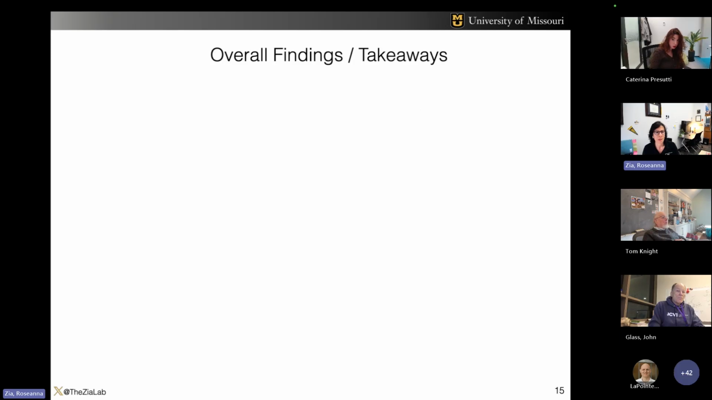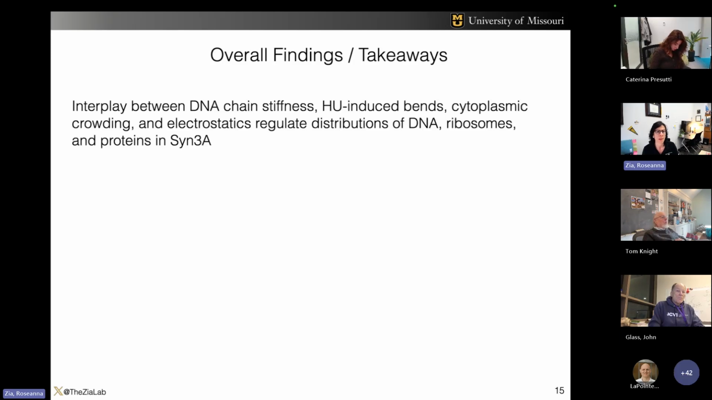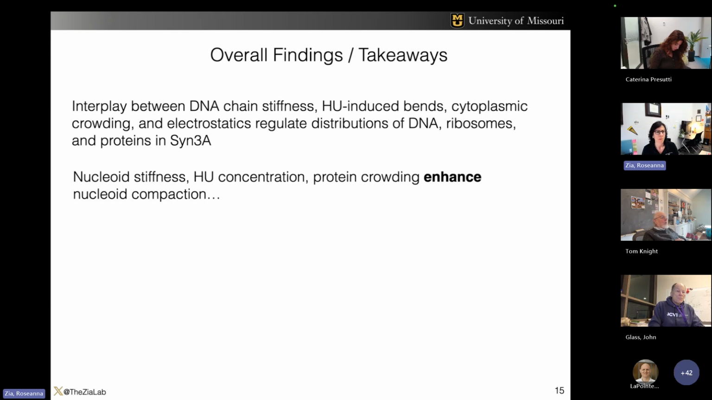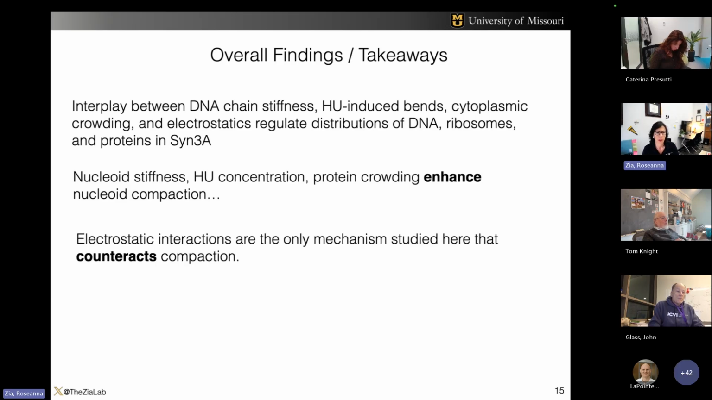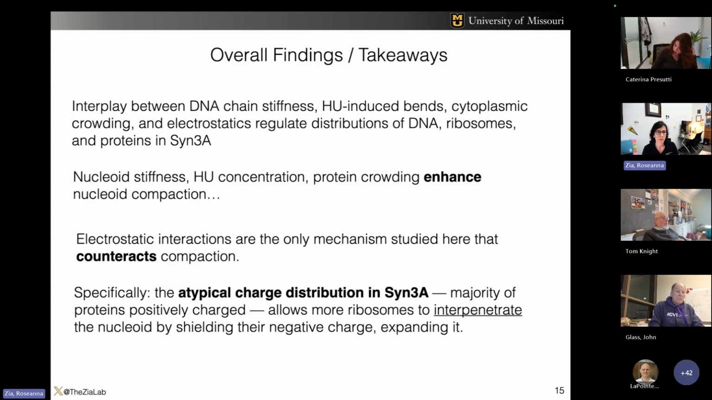Okay, so overall findings and takeaways. There's an interplay between DNA chain stiffness, HU-induced bends, cytoplasmic crowding, and electrostatics that regulates the distribution of DNA, ribosomes, and proteins in our Syn3A model. The nucleoid stiffness, HU concentration, and protein crowding all enhance nucleoid compaction, but electrostatic interactions are the only mechanism that we studied here that counteracts compaction. And specifically, the atypical charge distribution in Syn3A, where the majority of proteins is positively charged, allows more ribosomes to interpenetrate the nucleoid by shielding their negative charge and thus expanding it.